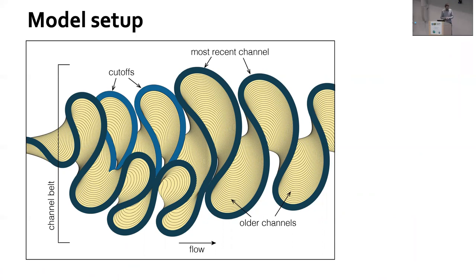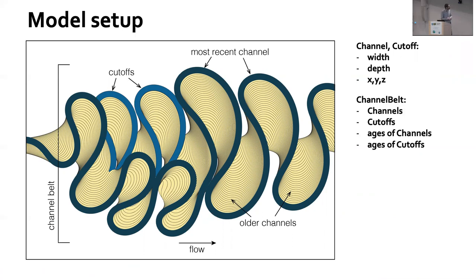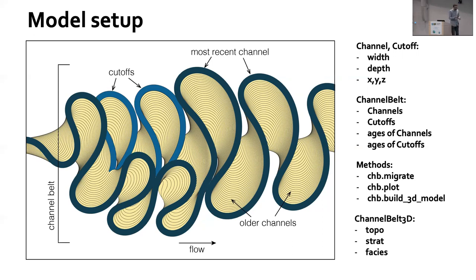I think it's super simple. It's object based, and the objects are the obvious objects that you would have in a model like this. We have a channel object, which you see several of in this plot. We have cutoffs, and then those channels and cutoffs combine to form a channel belt. And then there are some key methods that you can use on channel belts. You can migrate further an existing channel belt. You can plot it. And finally, you can build a 3D model. And when you build a 3D model, you generate another object, a 3D channel belt.